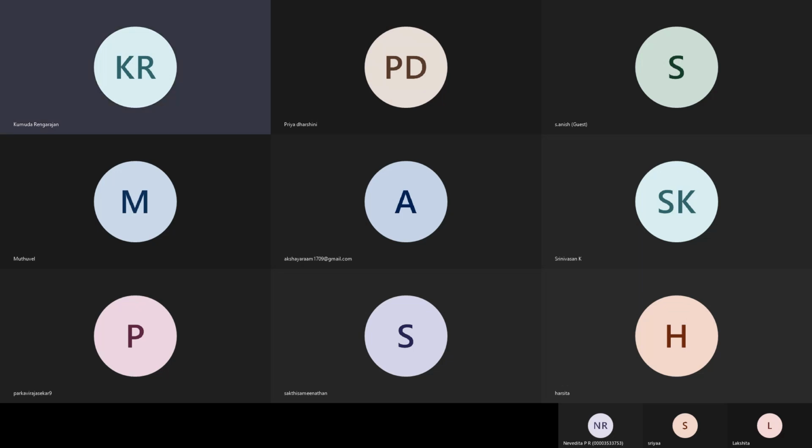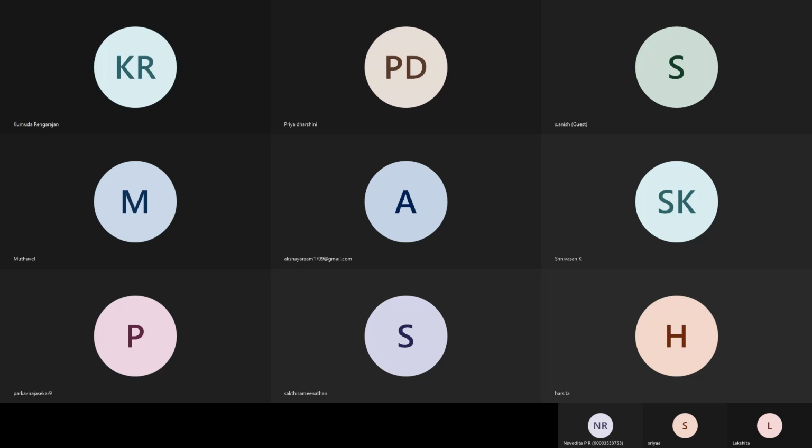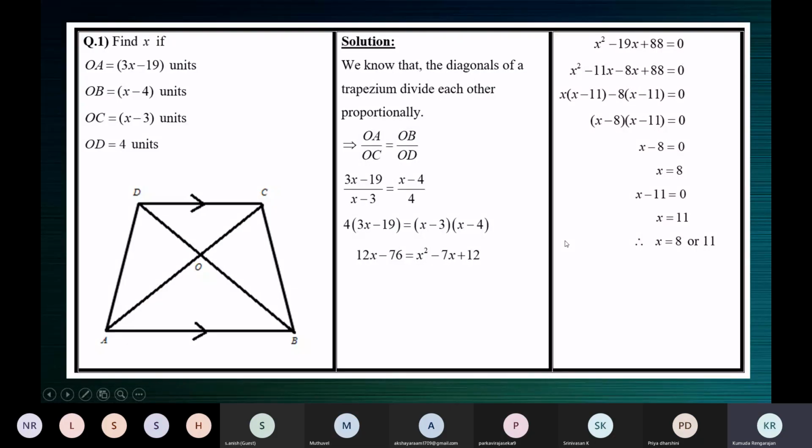Let me share my screen so that you can simultaneously see the answer. Okay, this is the correct one. I've shared it, children. Please check your answer. So x is equal to 8 or x is equal to 11. Eight or 11. Correct? Yes, ma'am. Please take a screenshot in case you have not.